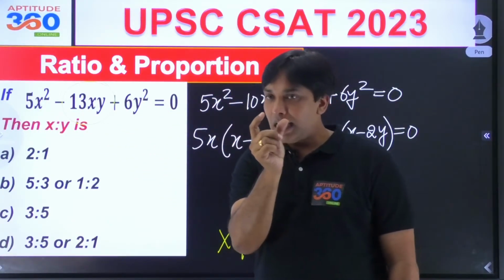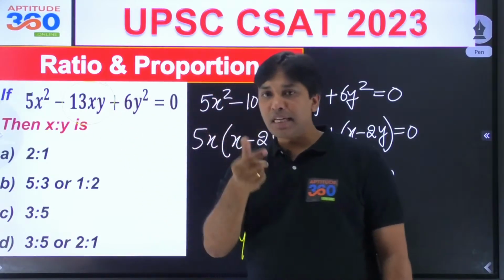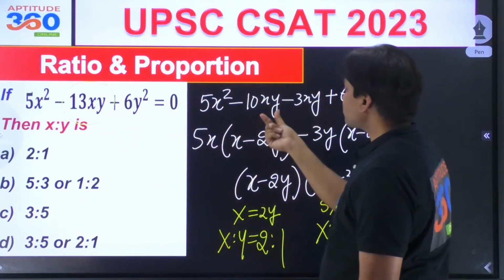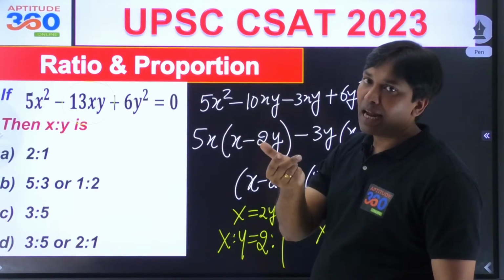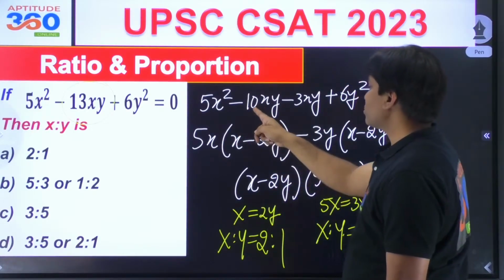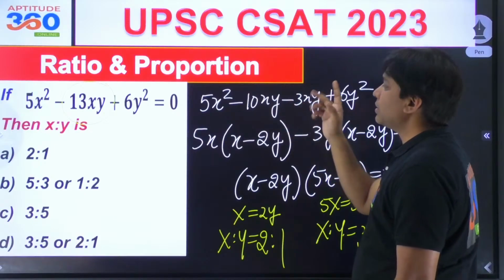So 13 has to be broken in such a way that product becomes 30 and addition becomes 13. So 10 plus 3 is 13, 10 into 3 is 30.